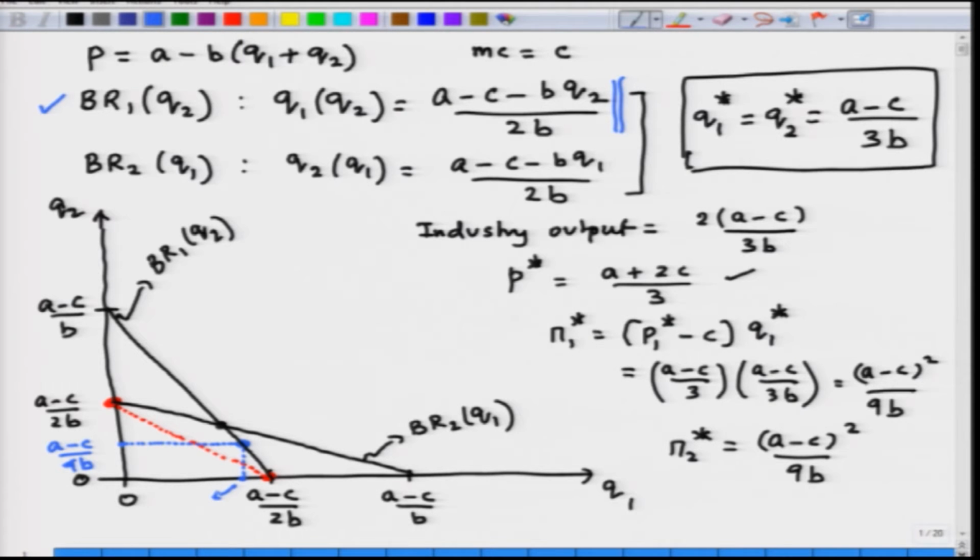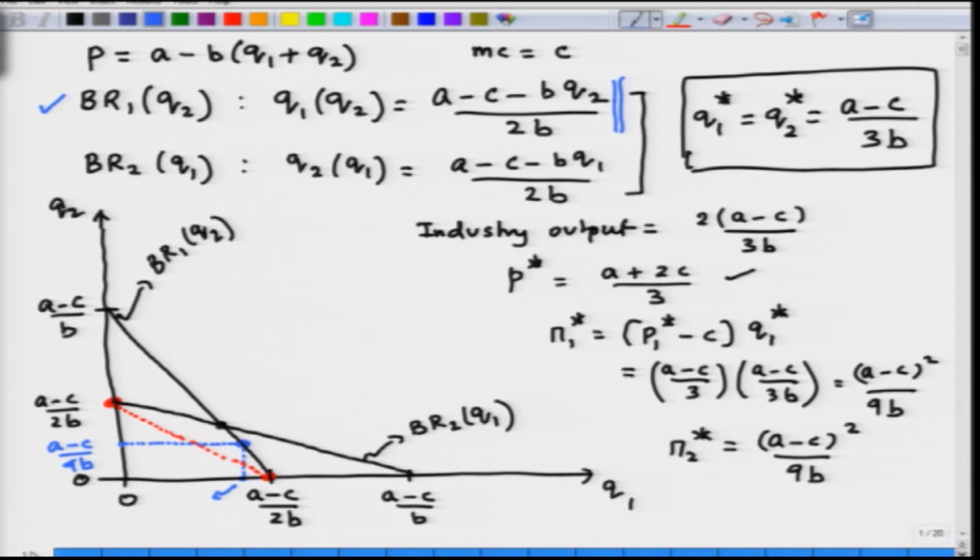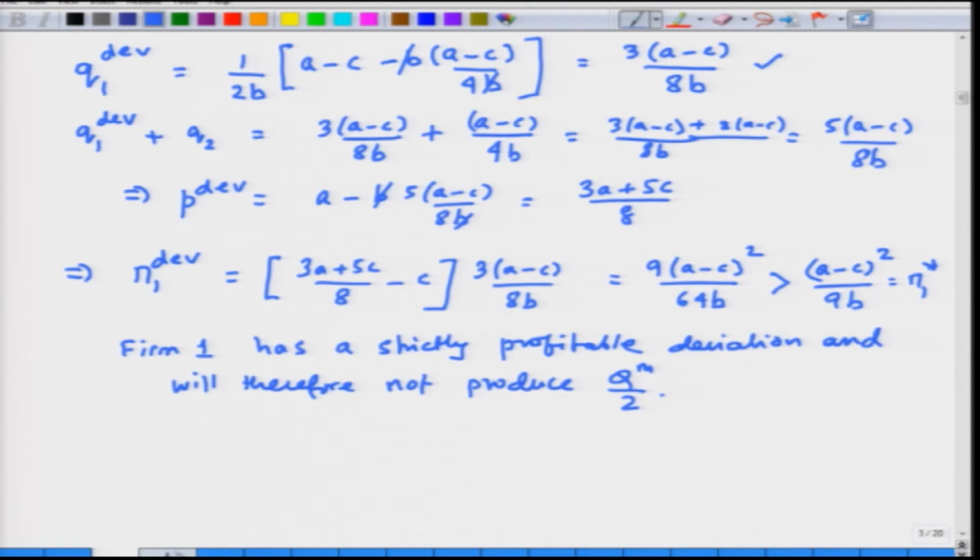This is what we computed as the deviation quantity, which is 3 times (A minus C) by 8B. So, the best response functions essentially determine what is the output of each firm for each possible choice of the quantity chosen by the other firm. So, the equilibrium in the Cournot model is that the two firms produce (A minus C) by 3B, the price that is obtained is (A plus 2C) by 3, and each firm makes a profit of (A minus C) whole square by 9B. Okay.